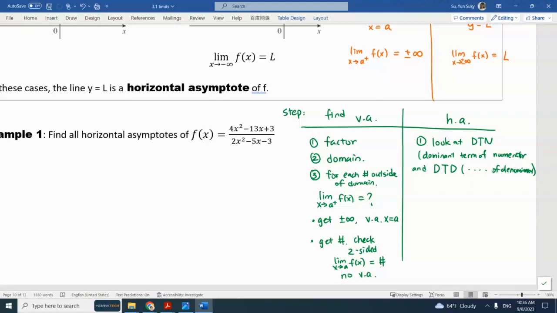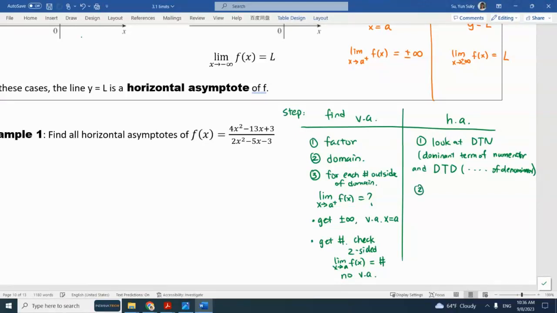Because it's really end behavior. Your x goes to infinity. When your x goes to infinity, do you care about the smaller terms? It's like you have $1 million. Do you care about a penny? I mean, not that much if you only have 50 cents, right? So look at the dominant term of the numerator and denominator.